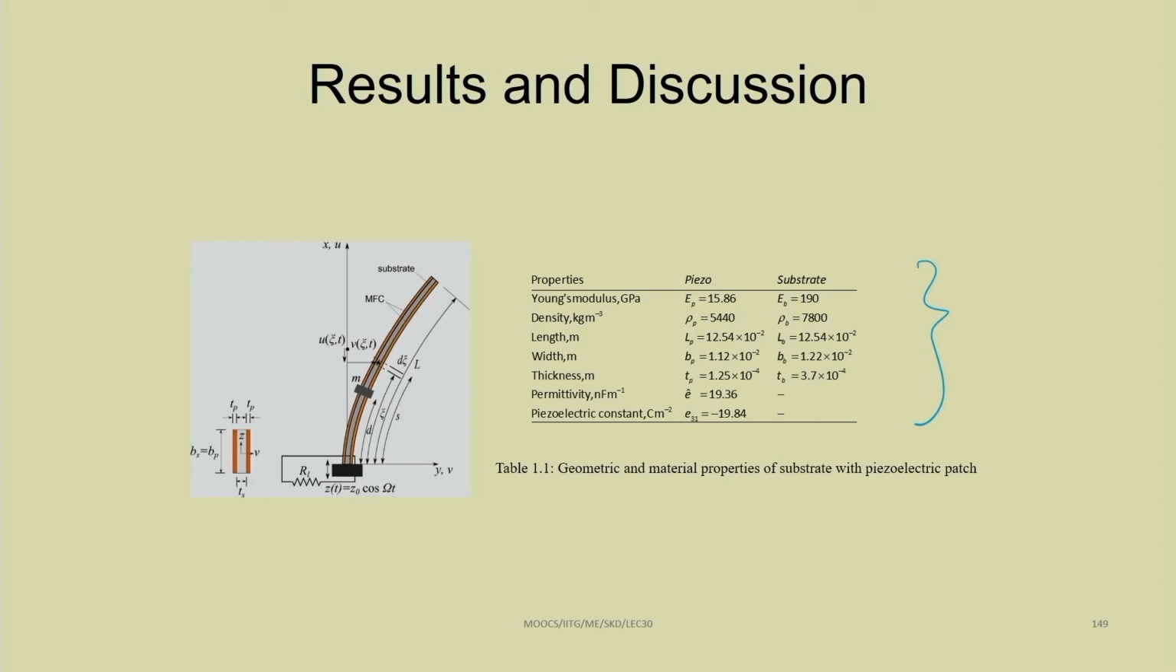The width of the substrate is taken slightly more, 1.22 into 10 to the power minus 2. The thickness of the piezo patch is taken 1.25 into 10 to the power minus 4, and for the substrate it is 3.7 into 10 to the power minus 4 meter. The permittivity is taken 19.36, and the piezoelectric constant in coulomb per meter square, E31, is taken minus 19.84. These parameters are similar to those available in many literature.